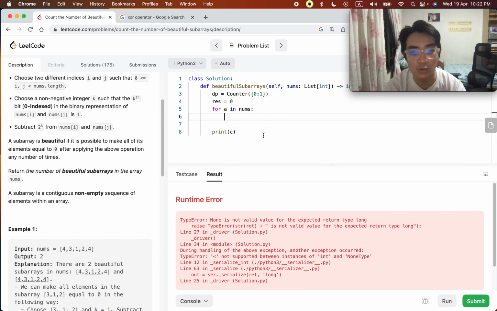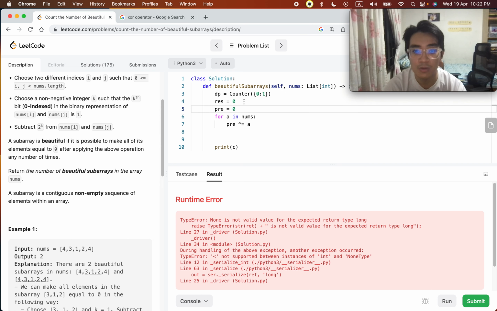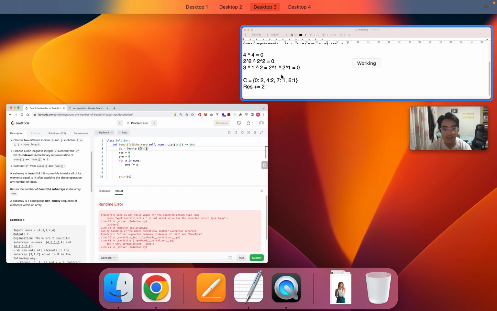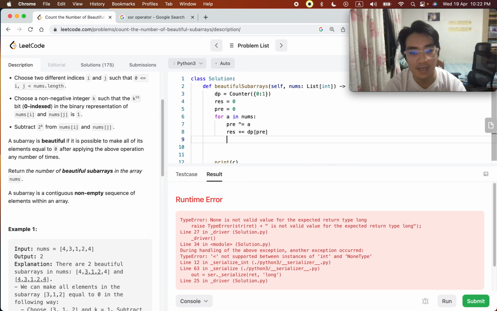And then what we're gonna do is, first we're going to do this pre XOR sum, which equals to a. So we are also gonna initialize pre, which is 0, which is the XOR sum, because 0 is equals to 1, so that's before any values have been added, like I mentioned. And that's kind of what we needed to continue to calculate the pre XOR sum. Result plus equals to dp pre, and dp pre plus equals to 1.